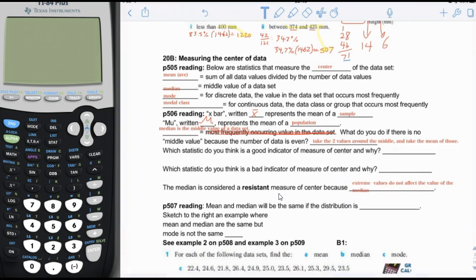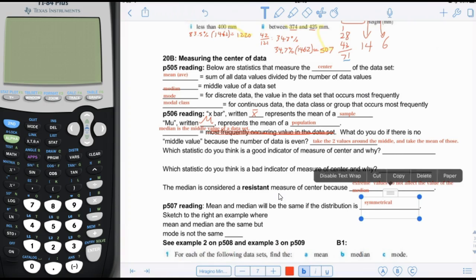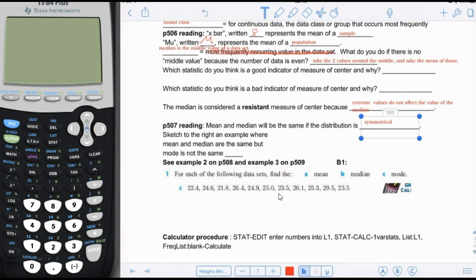Next one. Mean and median will be the same if the distribution is what we call symmetrical. Okay, does that make sense? The middle value and the mean, which is kind of a middle value, it takes the weight of every single point, adds them together and takes the middle one of that, will be the same if the distribution is symmetrical, right?